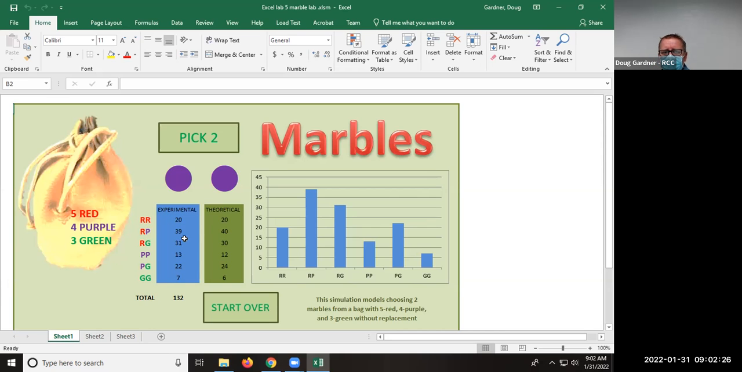So notice the difference between theoretically what should happen. You should get 20 red reds, and sure enough, in the experiment, we got exactly 20 red reds. You should theoretically get 40 red purples, and our experiment was 39. Do you see how closely that the math, if you will, kind of modeled what actually took place in this experiment? That's kind of the beauty of the way probability works.